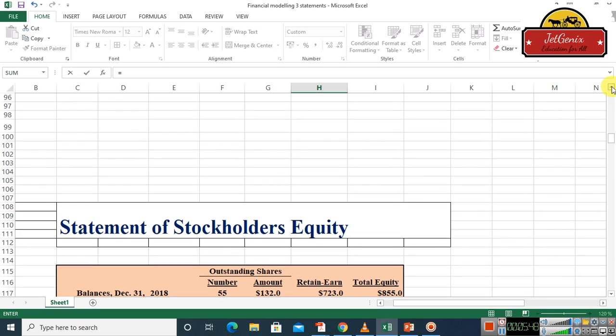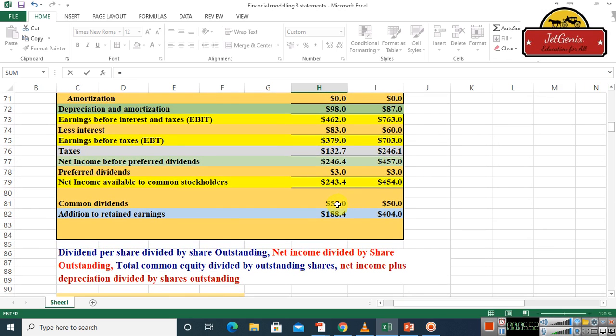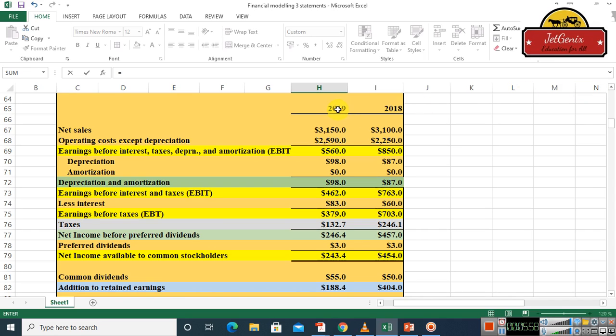Dividend paid in 2019 is somewhere here. Yes, it's here. Okay, common dividend paid, and if you can see, I will show you the years as well. So this is 2019 and this is the common dividend. I'm going to select this one and press enter.